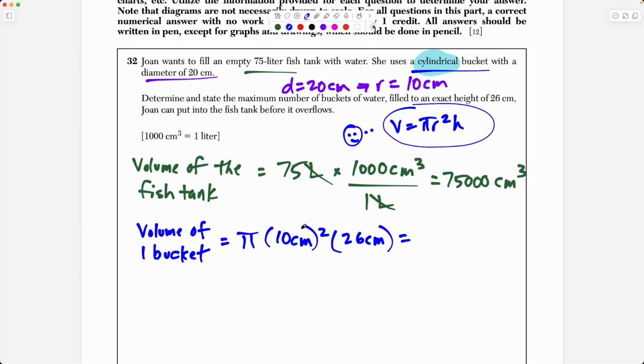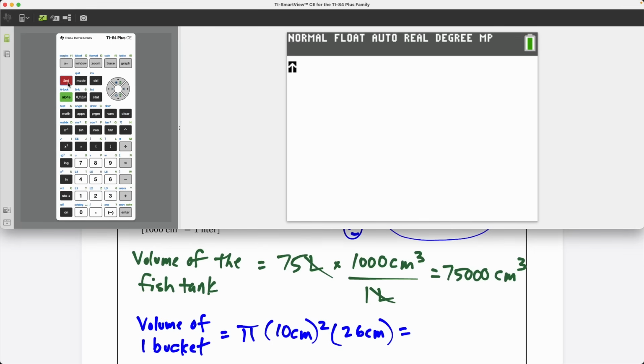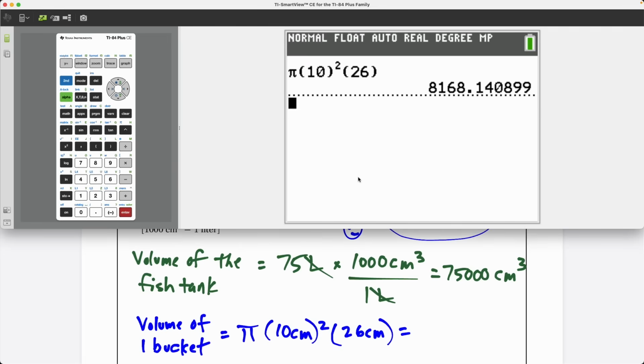So now I could just work this out. We're doing pi, that's secant, and then this little up arrow. So you have pi, and then 10 squared, I'll put 10 in parentheses, close the parentheses, and then square. And then I'm going to put another set of parentheses and put 26 on the inside. And this tells us the volume of one bucket is this value here.